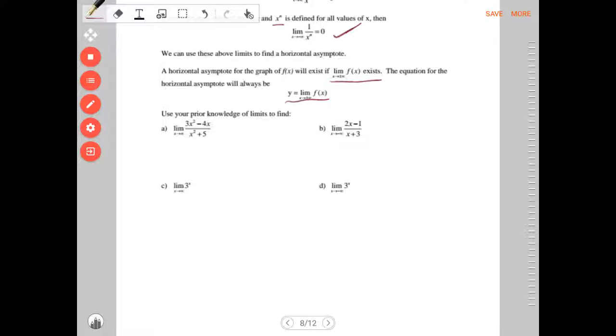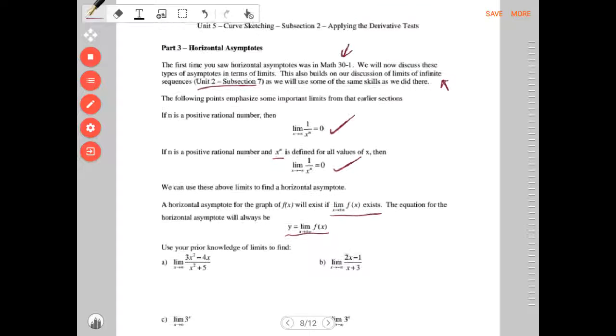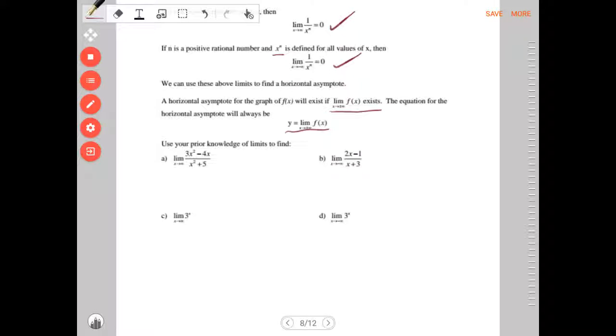Use your prior knowledge of limits to find this. Remember in the sequences lesson, lesson 7 in Unit 2, when we have limits like this and x approaches infinity, remember we're supposed to divide by the highest power of x. Remember that? So we divide every term by x squared.